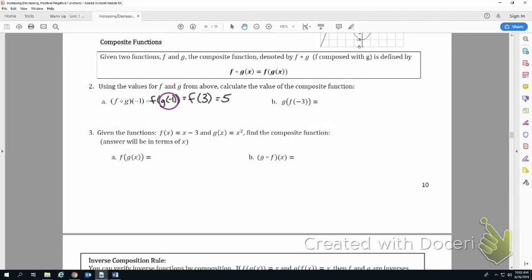F of negative 3 is what? 5. So I'm taking all of this right here out, and because I know f of negative 3 equals 5, I'm putting that in there. And we said that g of 5 was what? 3.